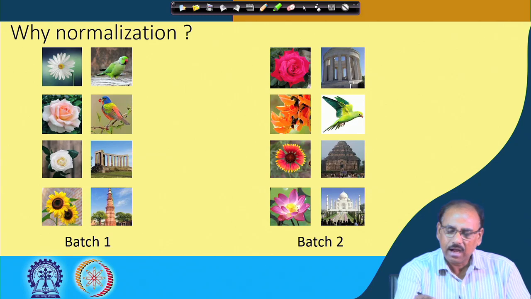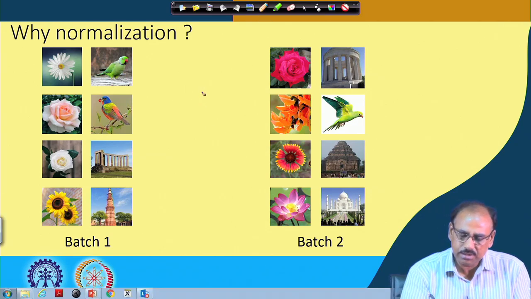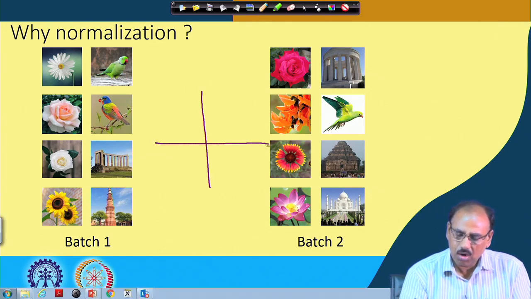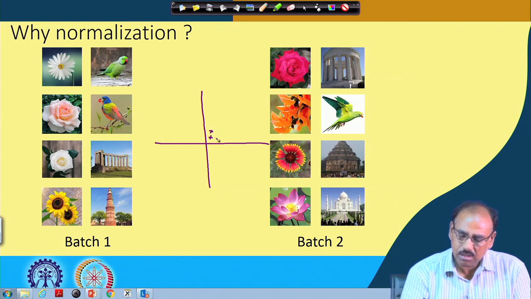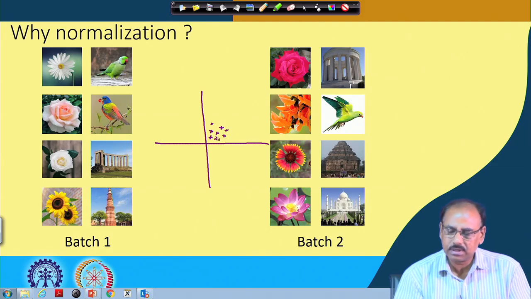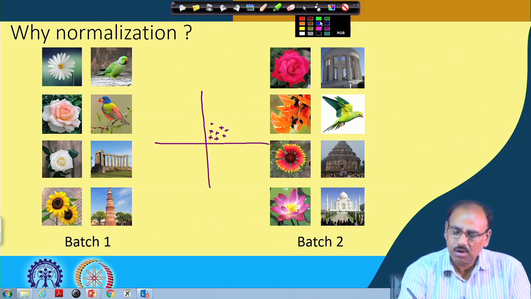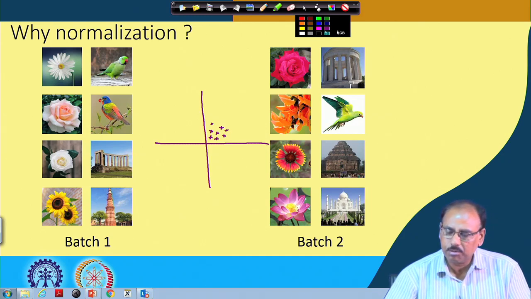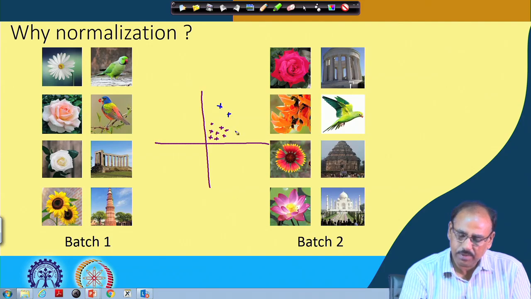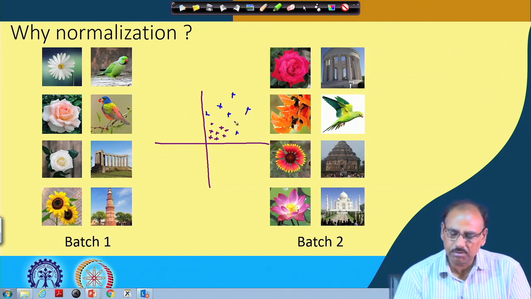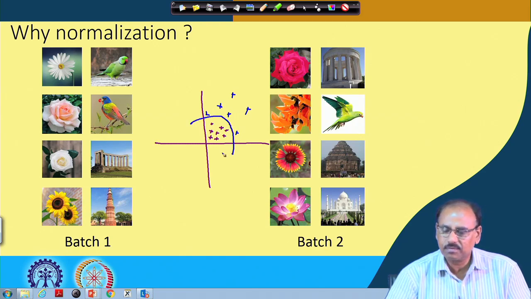So as a result, I can have a situation like this. In the first case, for the flowers we can have the feature distribution something like this, whereas non-flowers could have a distribution of features which are like this. So these are the distribution of features in the non-flower category. As a result, you find that your classifier boundary will be something like this.